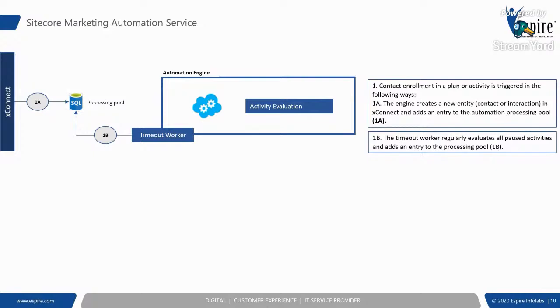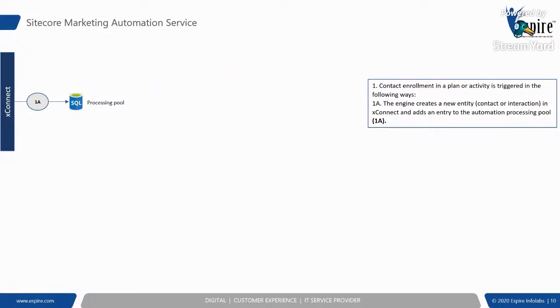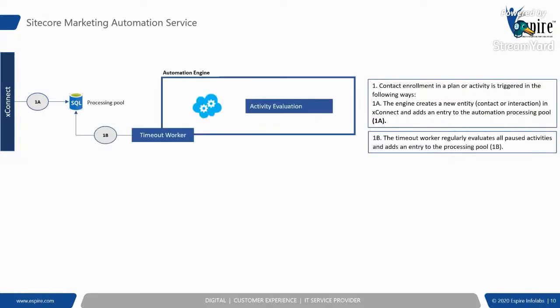Now for the marketing automation architecture, let's understand this step by step. On your screen, you can see there are already 1A and 1B steps, but this is under one umbrella. Our first step is to enroll all the contacts in the processing pool database. To enroll contacts in a processing pool, we have three ways to do that. The first way is through XConnect. As you can see, 1A is enrolling the contacts from XConnect to the processing pool.